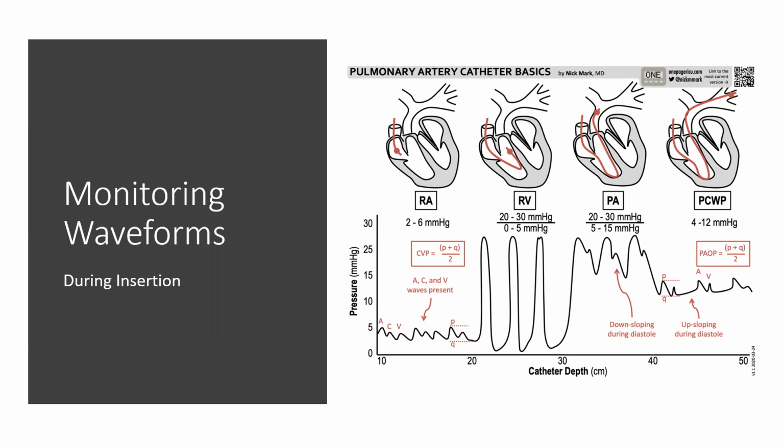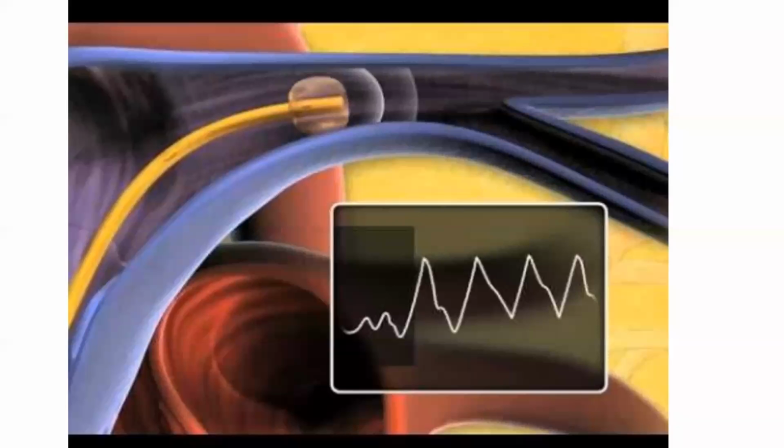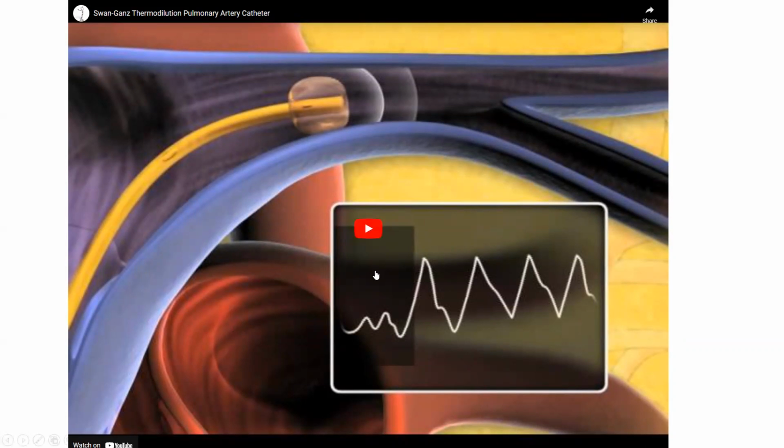And as you could see, if it passes through the right atrium, the waveforms are different. If it passes through the right ventricle, the waveform changes again. And if it goes into the pulmonary artery and the pulmonary capillary wedge, the pressures are different. So let me show you the pressures that are going to be observed during the insertion. This film is silent and I will be narrating it. Okay, so let's see.